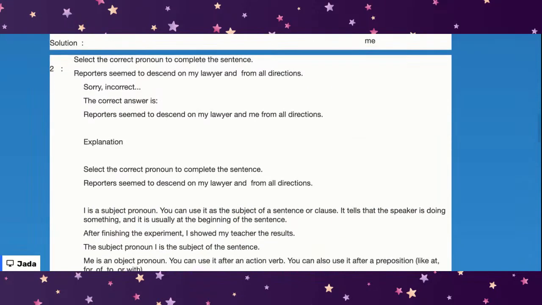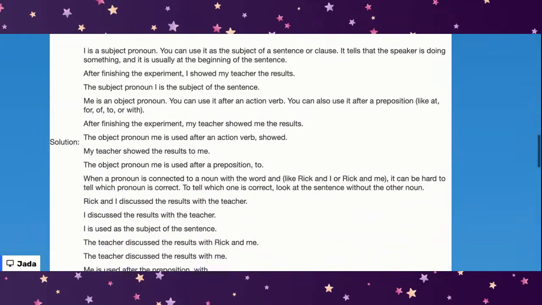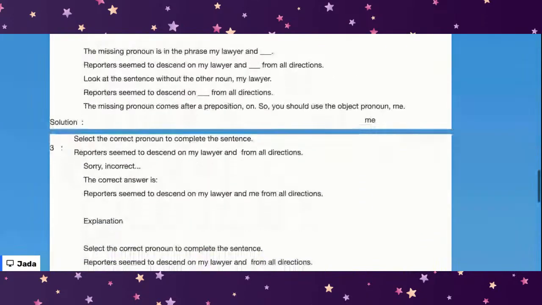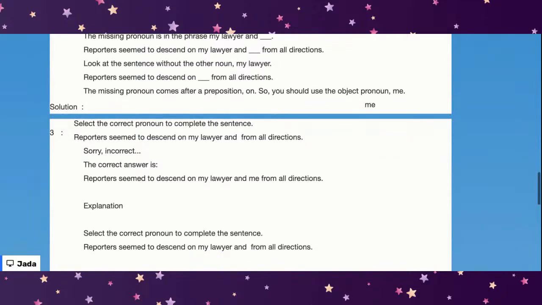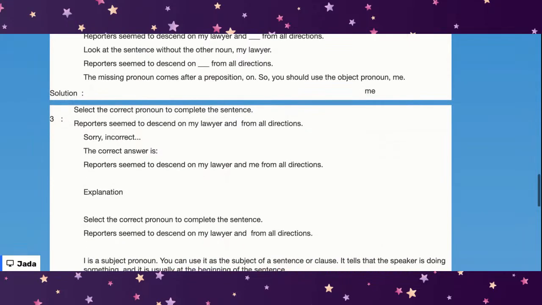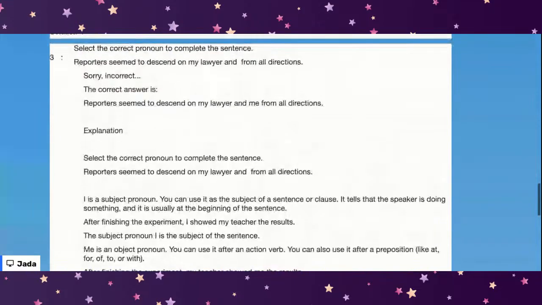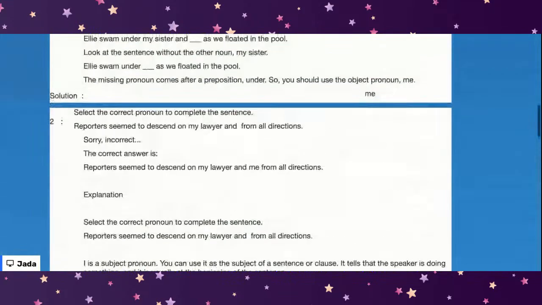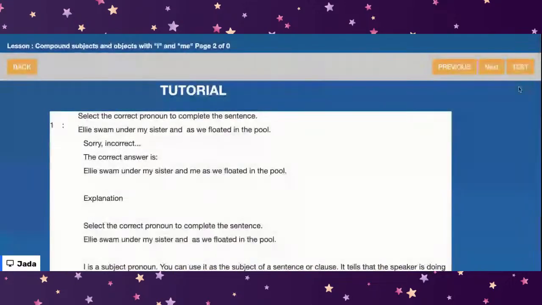The reporters seem to descend on my lawyer and me from all directions. So the reporters seem to what? To descend on me from all directions. Okay, so you have to make sure that you use me and I in the right position, the right manner, without making any mistake. Okay, let's move on to our test.